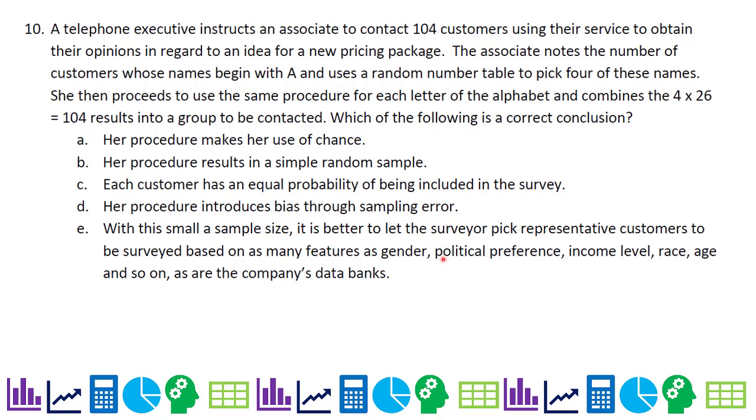Number 10. A telephone executive instructs an associate to contact 104 customers using their service to obtain their opinions in regard to an idea for a new pricing package. The associate notes the number of customers whose names begin with A and uses a random number table to pick 4 of these names. She then proceeds to use the same procedure for each letter of the alphabet and combines the 4 times 26 samples, basically, and gets 104 results into a group to be contacted. Which of the following is correct?